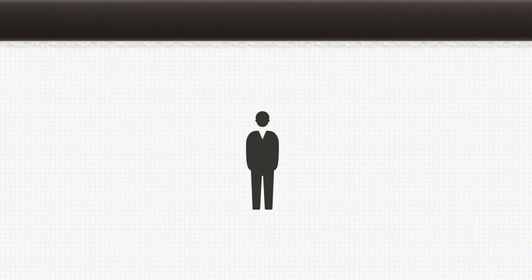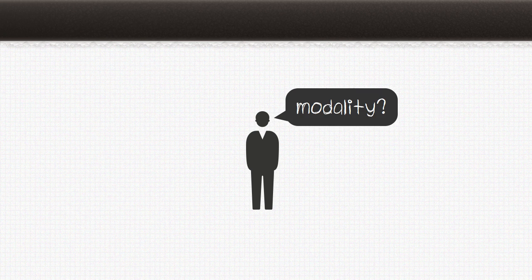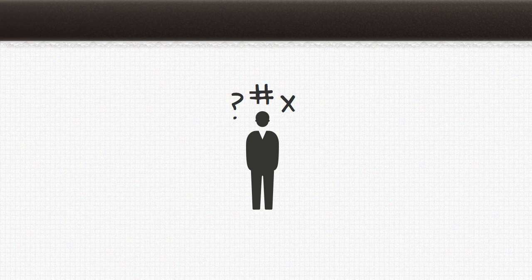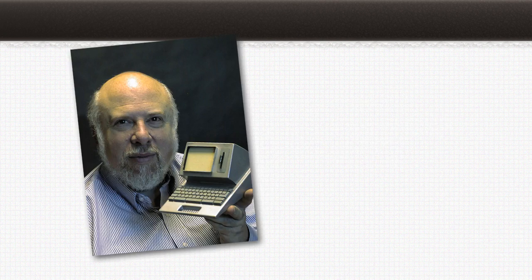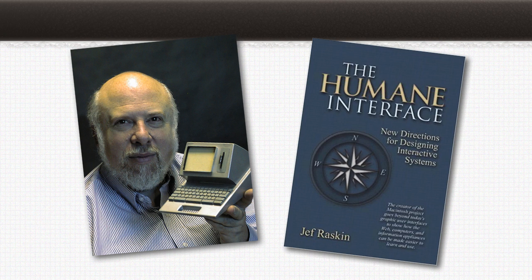Another thing the user or player gets confused about is modality. As soon as the interface reacts unexpectedly, the player gets irritated and angry. With explicitness and perceptibility, you can help the user a lot, but that doesn't matter much if your interface is modal. But what does modality mean? Jeff Raskin, who worked on the Apple Macintosh in the late 70s and early 80s, explained the concept of modality very well in his book, The Human Interface.